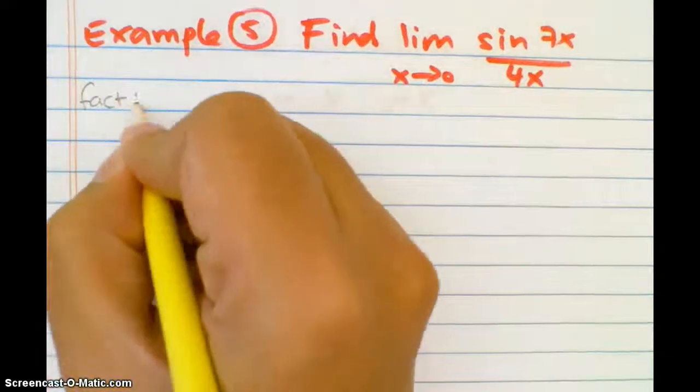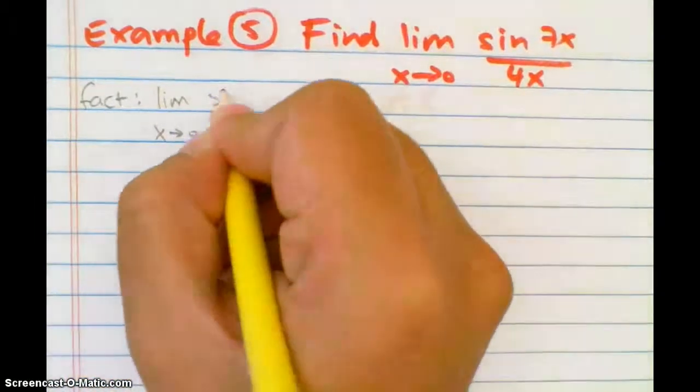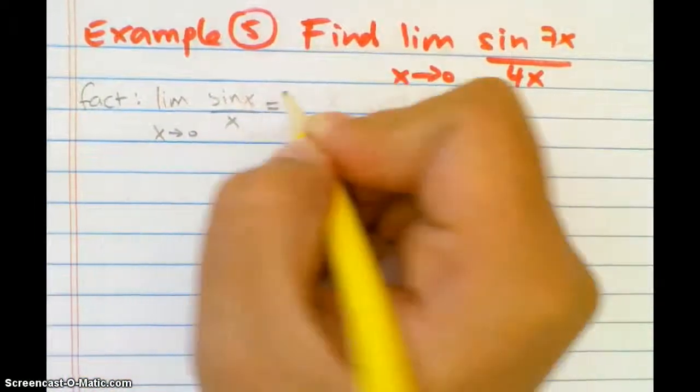Example 5 uses the fact, and I'm hoping that you know this by now, limit as x approaches 0 of sine of x over x is 1.